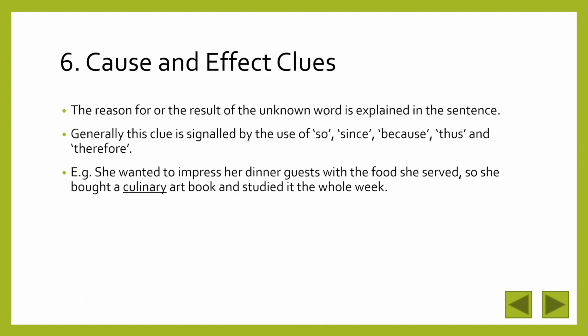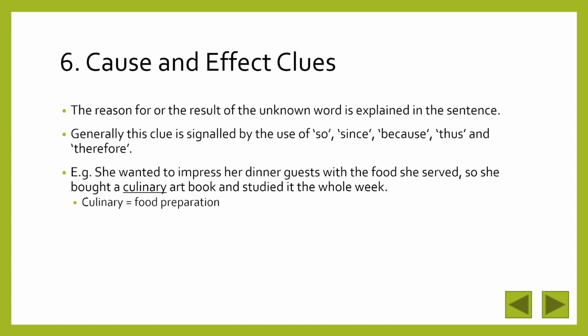For example, she wanted to impress her dinner guests with the food she served, so she bought a culinary book and studied it for the whole week. The cause here is she wants to impress the dinner guests. Then she bought a culinary book. The culinary is the unknown word. So the meaning of culinary is food preparation.